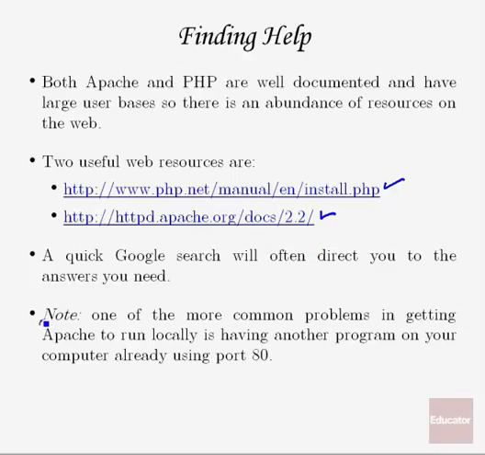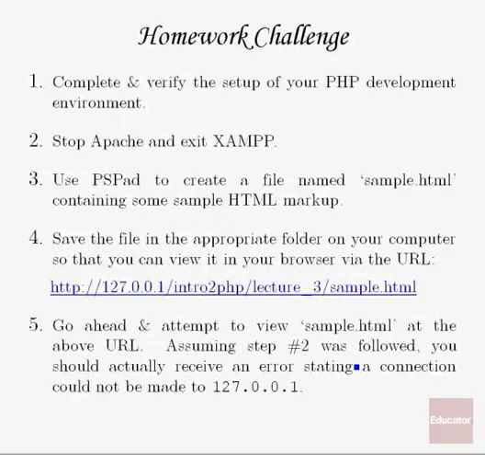And one thing I want to note is that one of the more common problems in getting Apache up and running locally on your machine is if you have another program that's already bound to port 80. As we had learned, a web server takes HTTP requests by listening on port 80. Only one program on a computer can be bound to that port at the same time, so if another program is already bound to it, when Apache tries to start, it's going to have problems. So that's one of the more common problems.